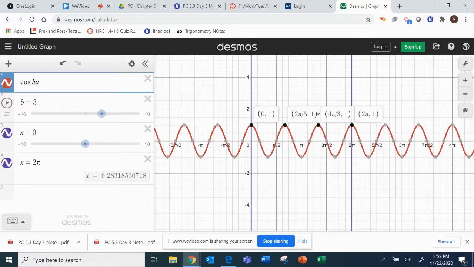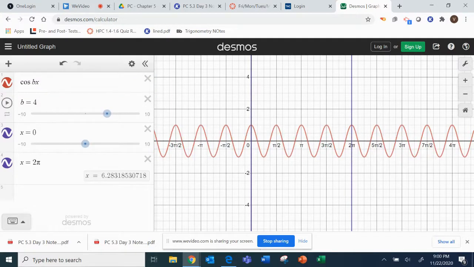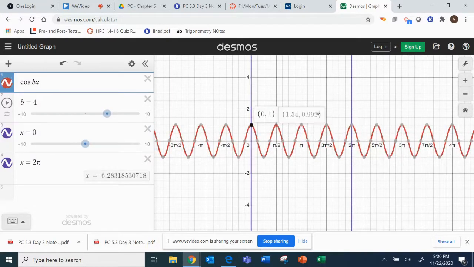This one is 2 cycles, 4 pi, divided by 3. Now, if I use that same pattern, then this one here would be 6 pi divided by 3, and it is. Let's just do one more. What if b equaled 4? Now we've got 1 full cycle, 2 cycles, 3 cycles, 4 cycles.